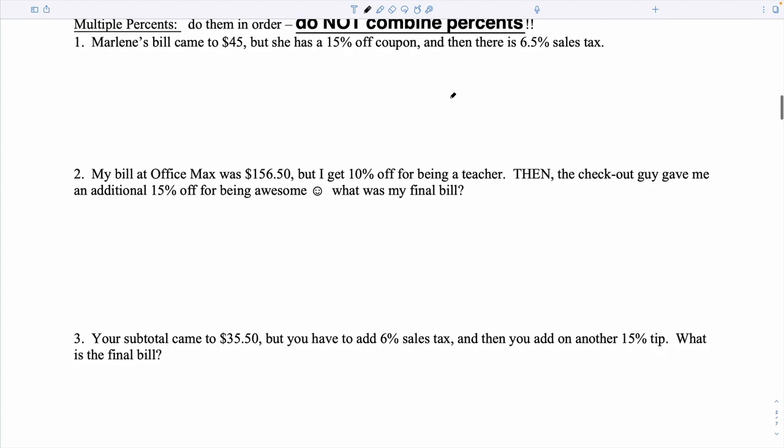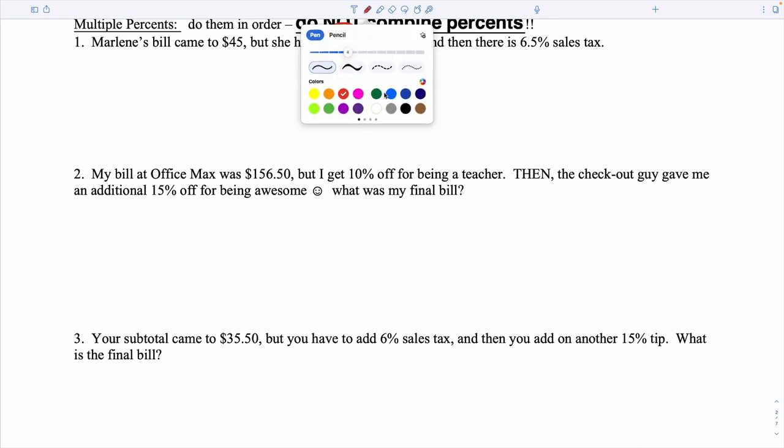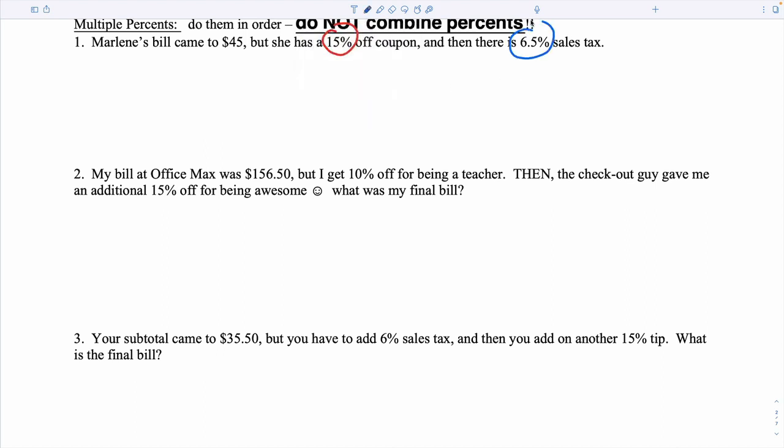Let's try one on our own. Marlene's bill came to $45, but she has 15% off. Let's circle 15% off. And then there is a 6.5% sales tax. Circle 6.5% sales tax. You're going to start off with the first one in red.